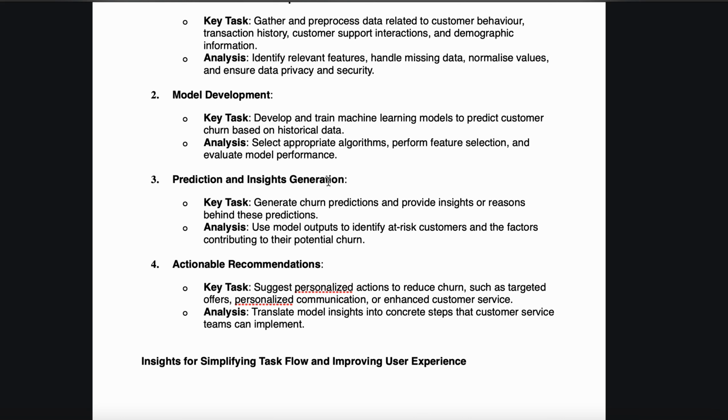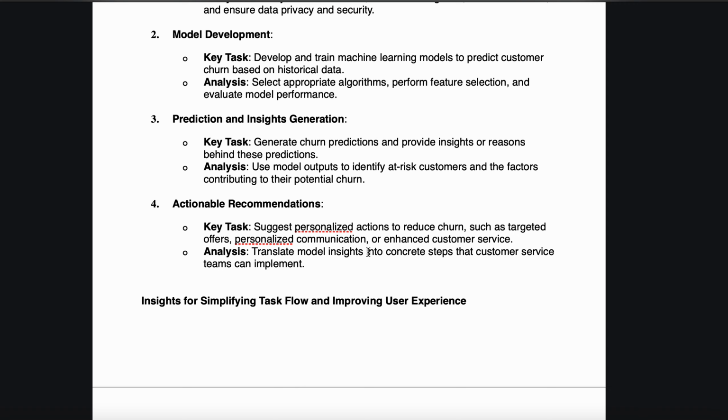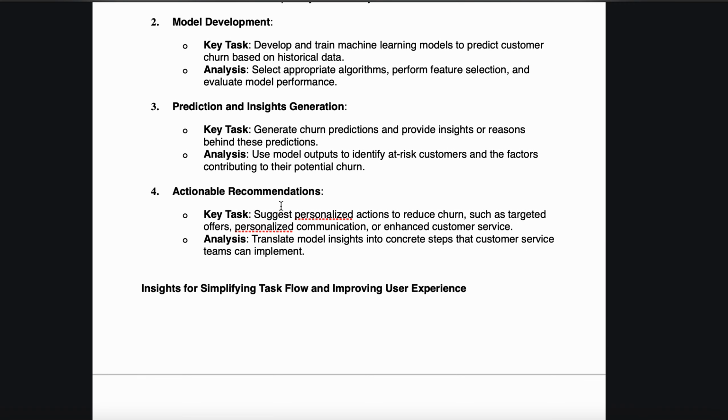Moving on to prediction and insights generation: generate churn predictions and provide insights or reasons behind these predictions. Use model outputs to identify at-risk customers and the factors contributing to their potential churn. Actionable recommendations: suggest personalized actions to reduce churn. So the model should be able to suggest what possible steps can be taken to prevent this, and translate model insights into concrete steps that customer service teams can implement.